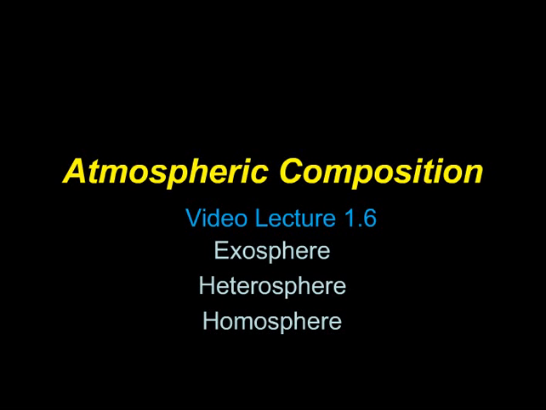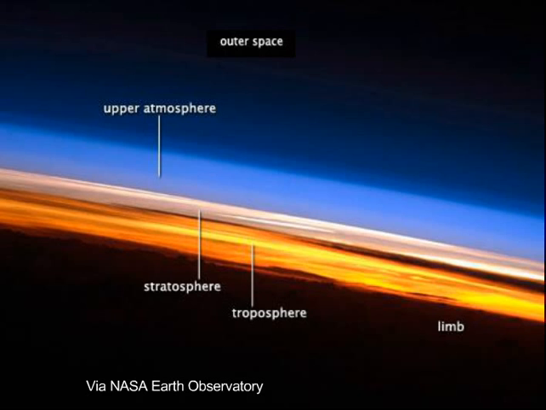First, we'll look at the layers of the atmosphere based on composition. Here's another one of the International Space Station images showcasing the layers of the atmosphere. If we look at the top, it's very difficult to discern or tell where our upper atmosphere ends and where outer space begins. It's a very long transition zone.